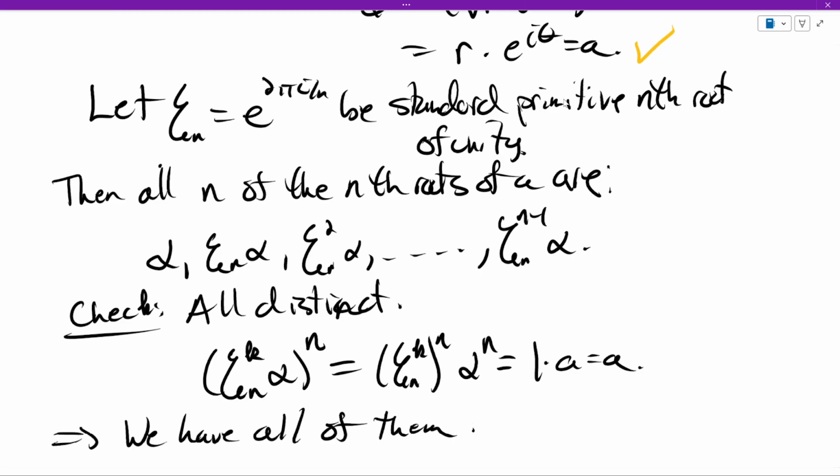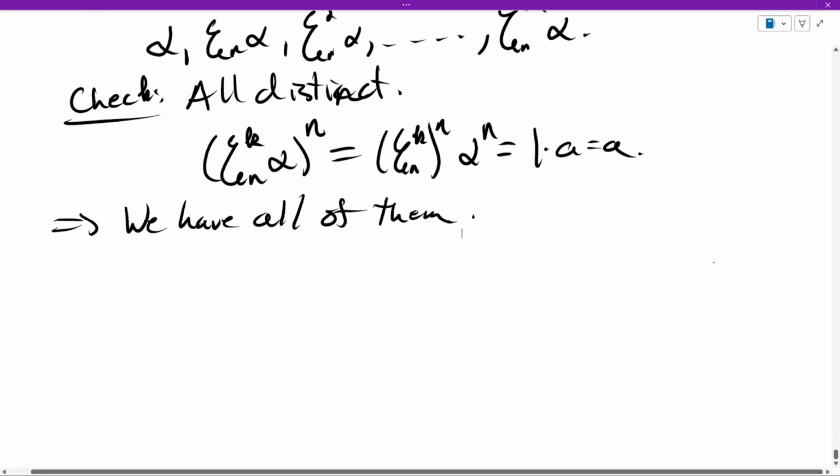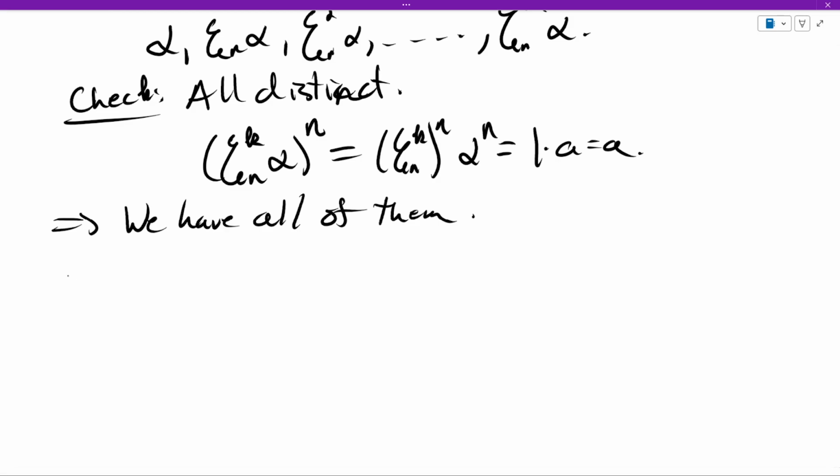So let's do a quick example. This is a formula that we just use, and the more you use it, the more used to it you're going to get. As a quick example, let's look at the fourth roots of -1. Okay? Fourth roots of -1. The rule was we first need to find one root of -1.